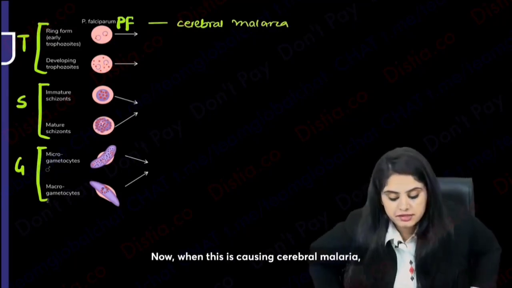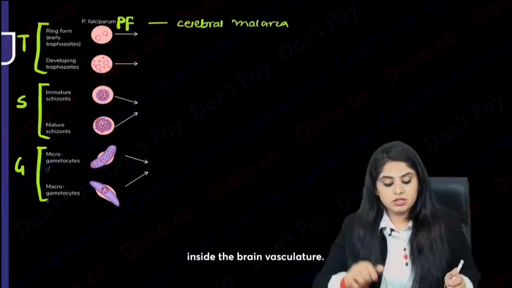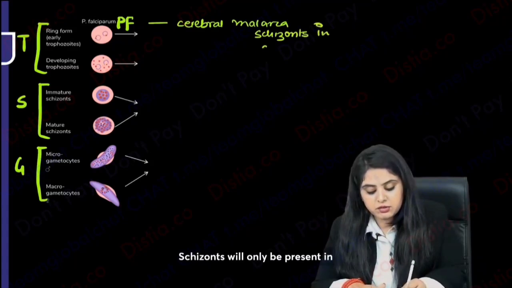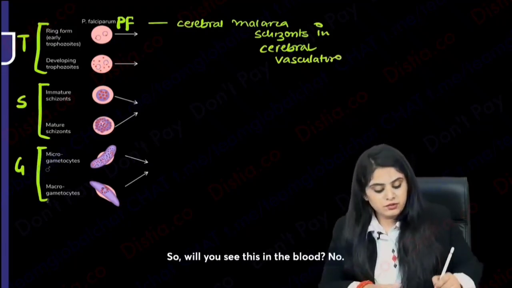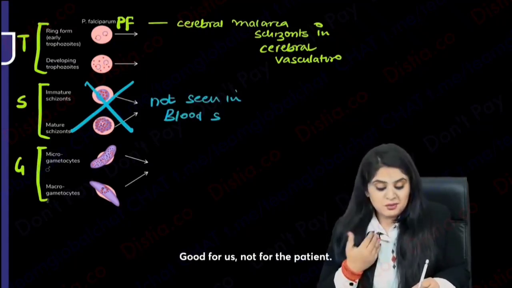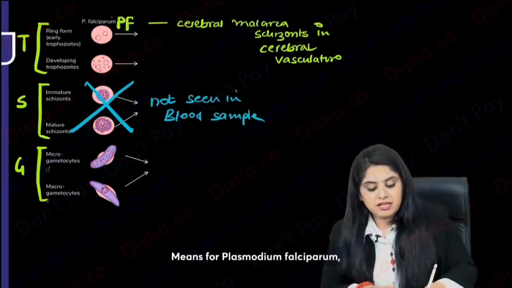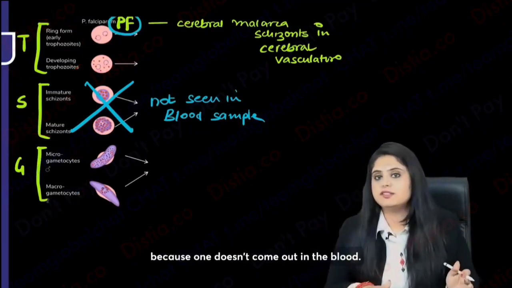Now, when this is causing cerebral malaria, it means some things are going to stick inside the brain vasculature. So remember, schizonts are going to stick in the brain vasculature. Schizonts will only be present in the cerebral blood vessels. They will not come out into your usual blood vessels over here. So will you see this in the blood? No. Remember, schizonts are not seen in blood samples. Good for us, not for the patient. Good for us because I don't have to know the photo. For Plasmodium falciparum, I just have to know the photo for trophozoite and gametocyte, and that's about it, because schizont doesn't come out in the blood.